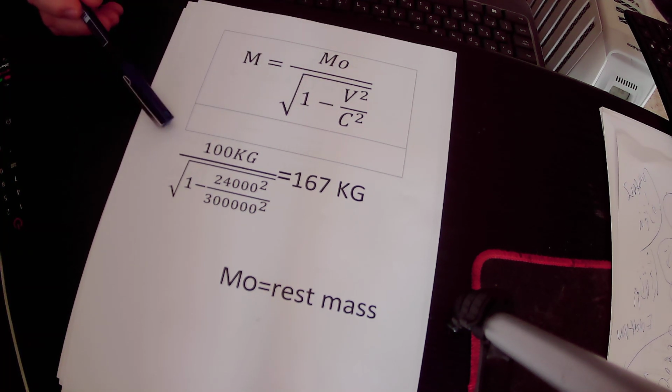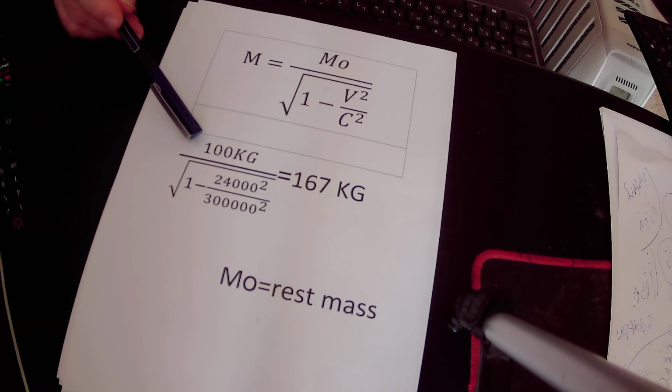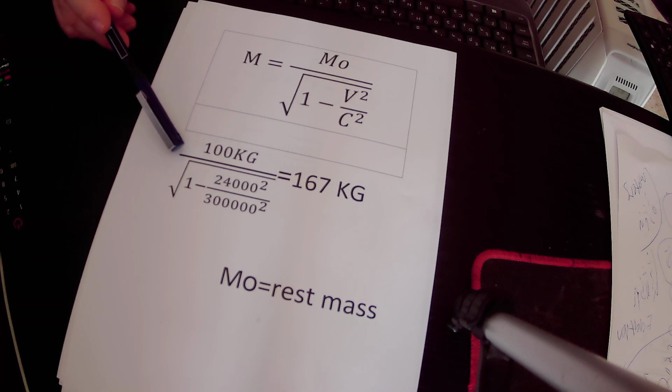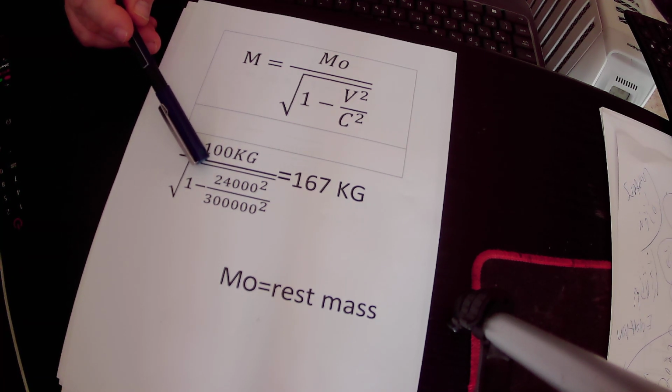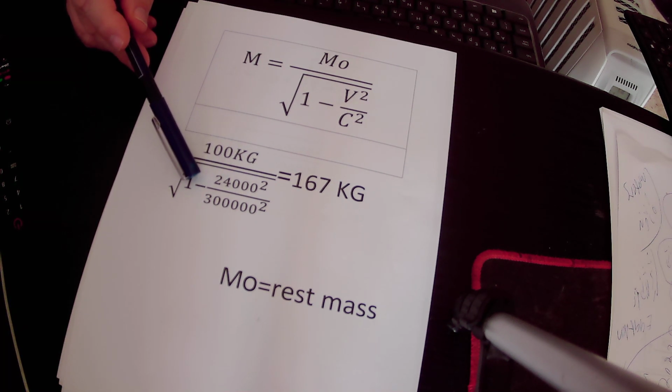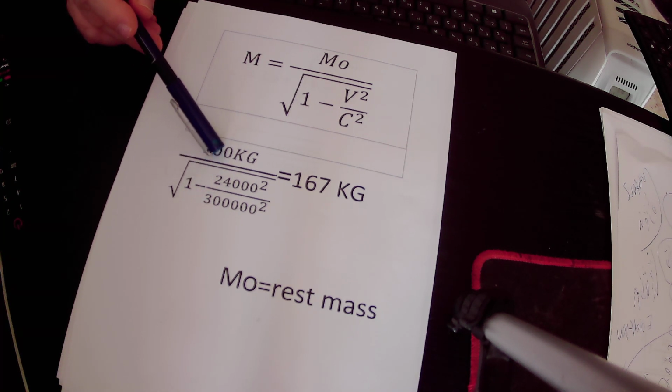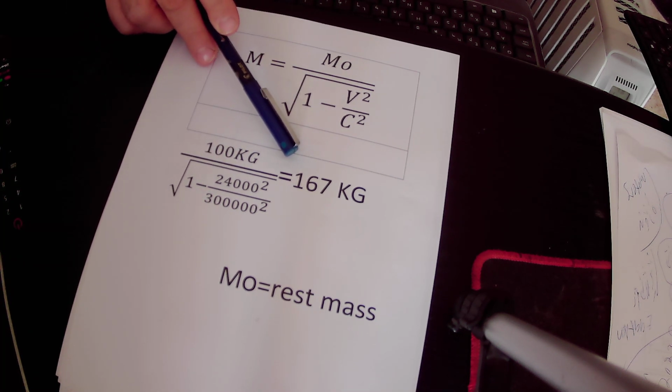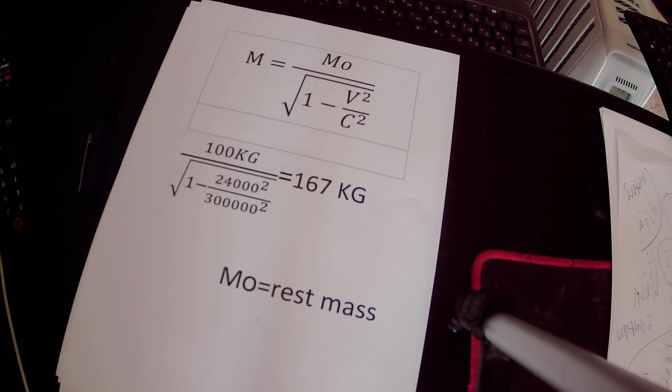So the mass m naught on Earth is 100 kilograms. Root of 1 minus 240,000 kilometers per second divided by the speed of light, squared, and the final result is 167 kilograms. So the mass actually has increased by 67%.